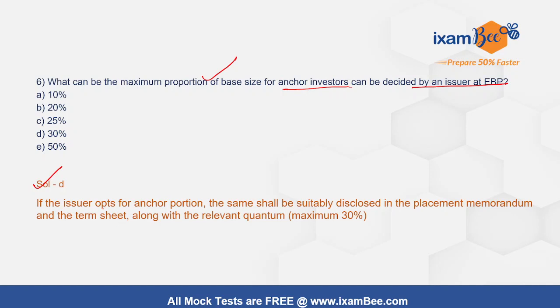So if the issuer opts for anchor portion, the same shall be suitably disclosed in the placement memorandum and the term sheet, which disclose all the suitable features of the issue in question. Along with that, the relevant information that can be given about the anchor portion is that the maximum can be 30%, and bidding is not allowed for the anchor portion on the EBP platform, right? And the issuer will disclose the anchor investor and allocated amount to EBP with the placement memorandum and term sheet, right?